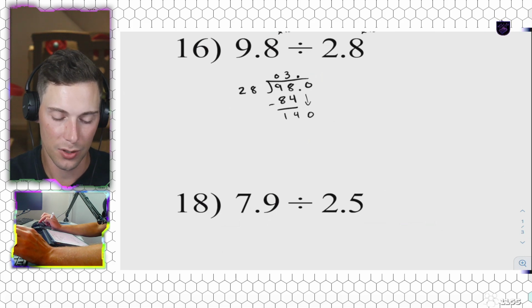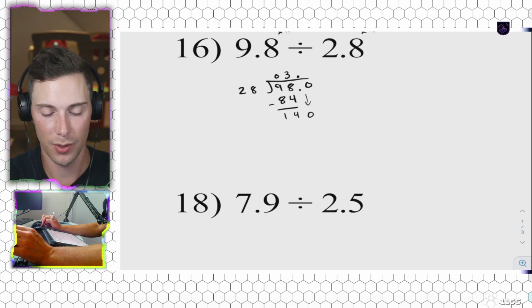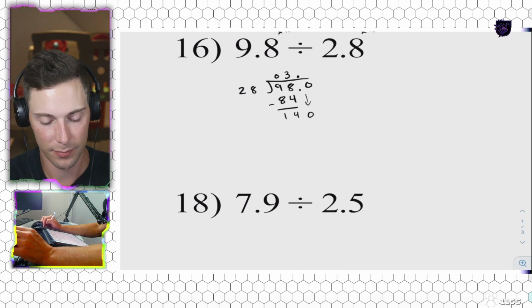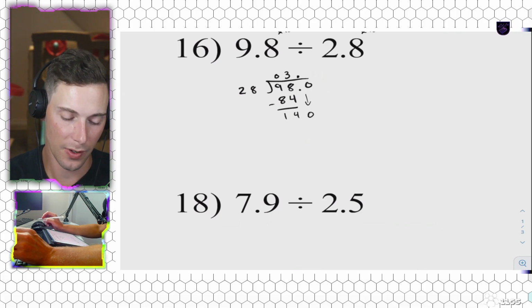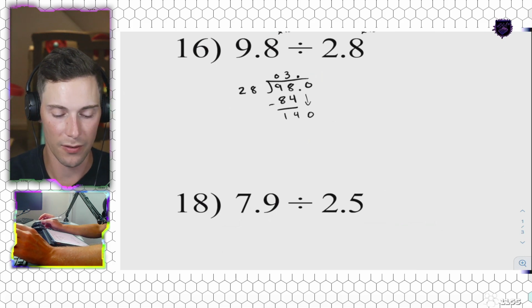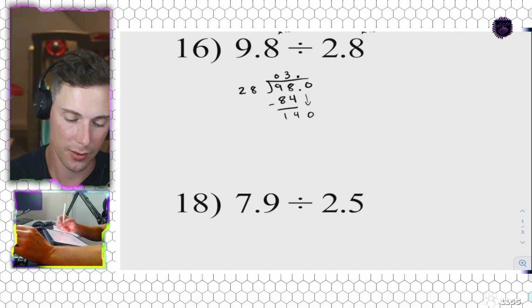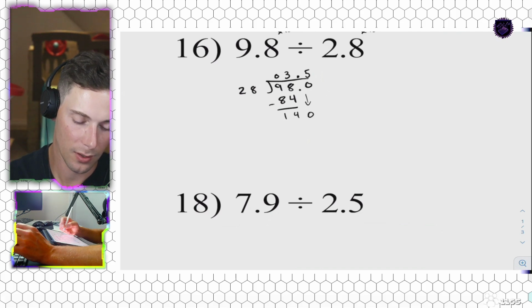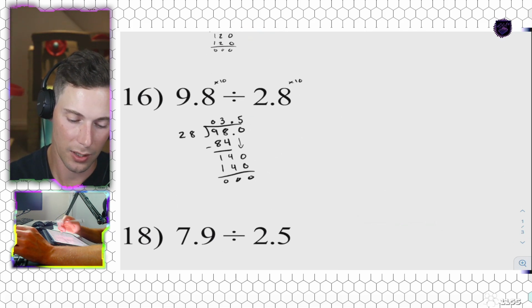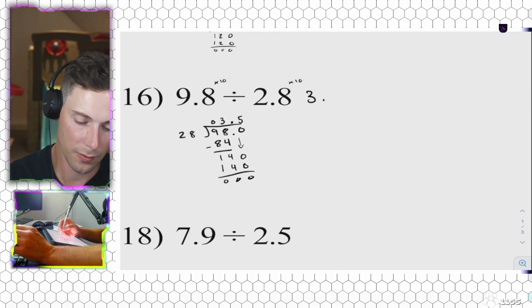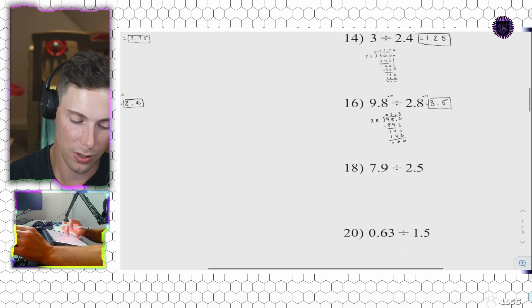Now, how many times does 28 go into 140? I'm going to say 5 times. Yeah, so 5 times 8 is 40, and 5 times 2 is 10, or 5 times 20 is 100. Yeah, so 5. 140 exactly, and that will give us zeros, and our answer is 3.5. Square our answer. Question number 17.